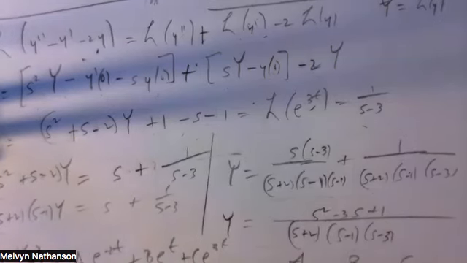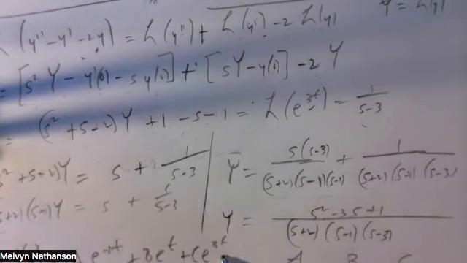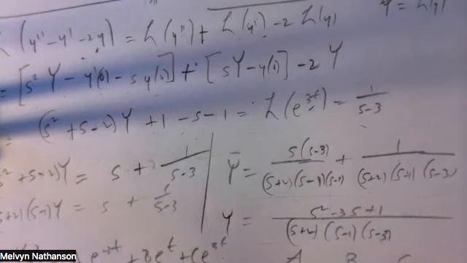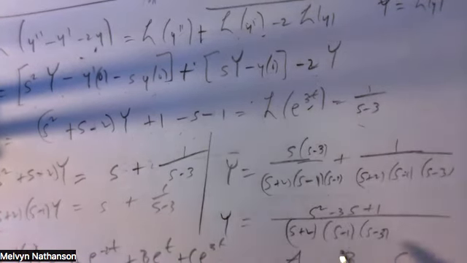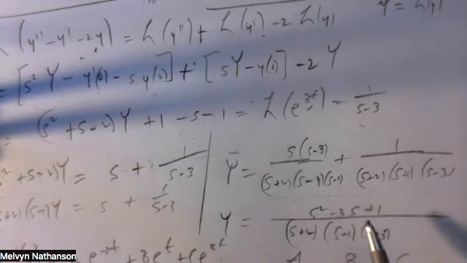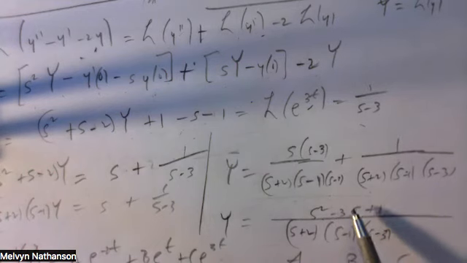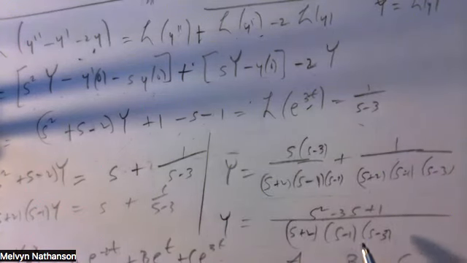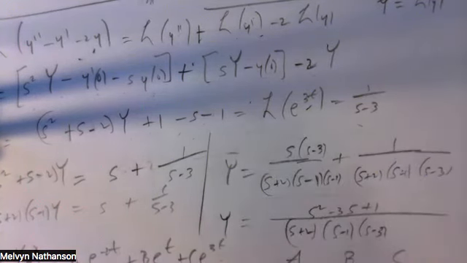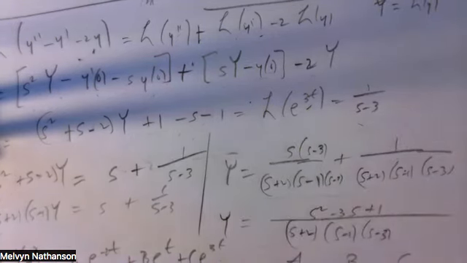So a times e to the minus 2t, b times e to the t, c times e to the 3t. So b is equal to a sixth. If I want to calculate a, if I multiply through by s plus 2, I would get a equal to, when s is minus 2, you get 11 over minus 3 times minus 5, which is 11 over 15. Anyway, you can calculate those numbers.